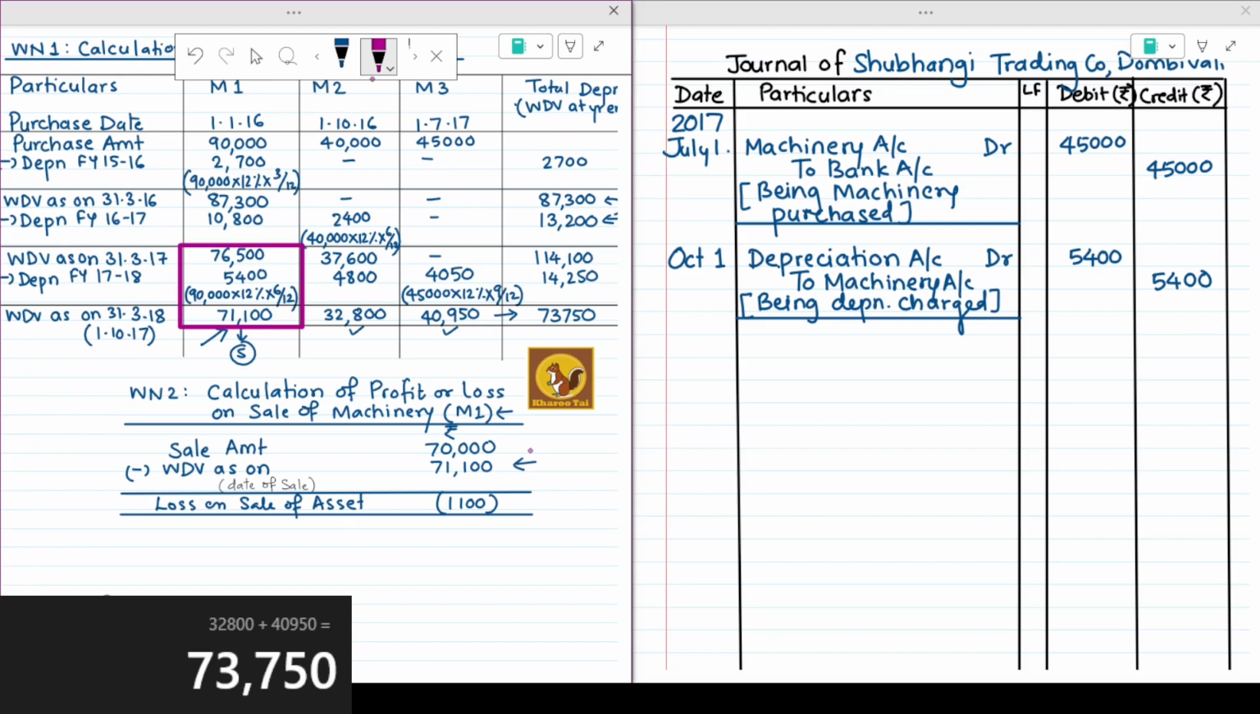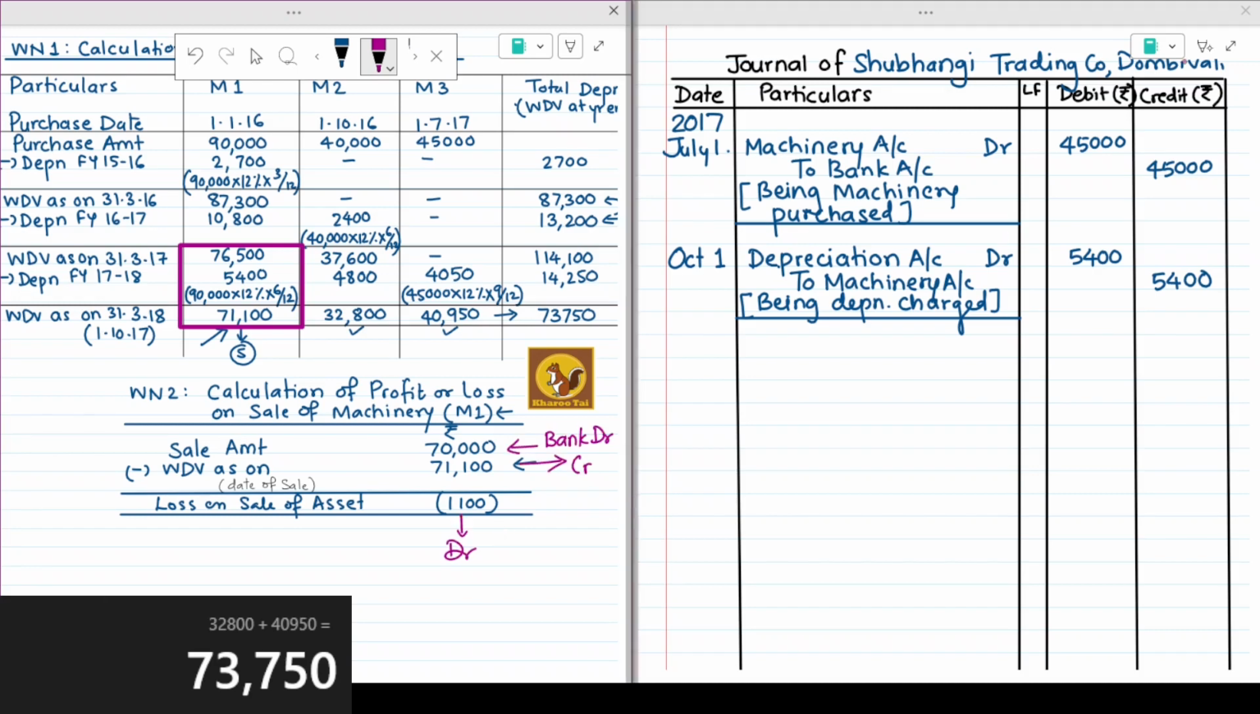So while receiving we will debit the bank account, debit the receiver with that rule, and when the asset goes out of the business we credit what goes out, and losses we debit the losses. So there are two debits and one credit for this entry.